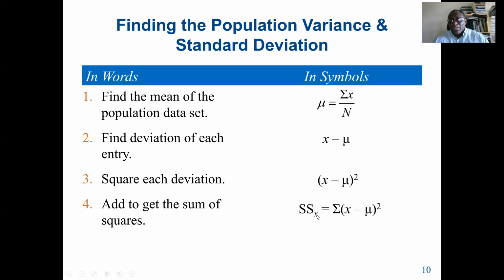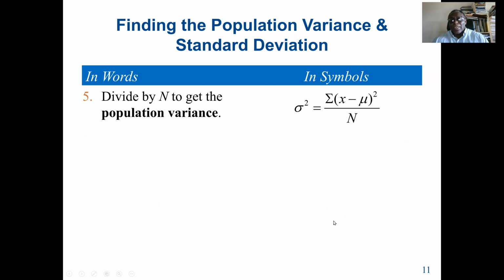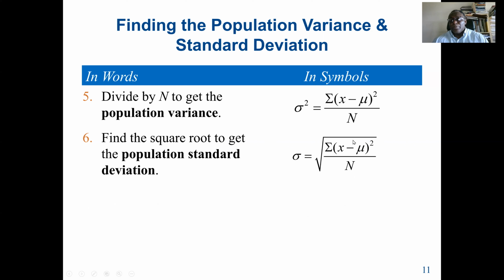So after we get the sum of squares, which is the sum of all the squared deviations, we are going to divide again. In population, we divide by the population size. If it's sample, we divide by the sample size minus 1. After we get the variance, we find the square root of the variance, and that will give us the standard deviation.